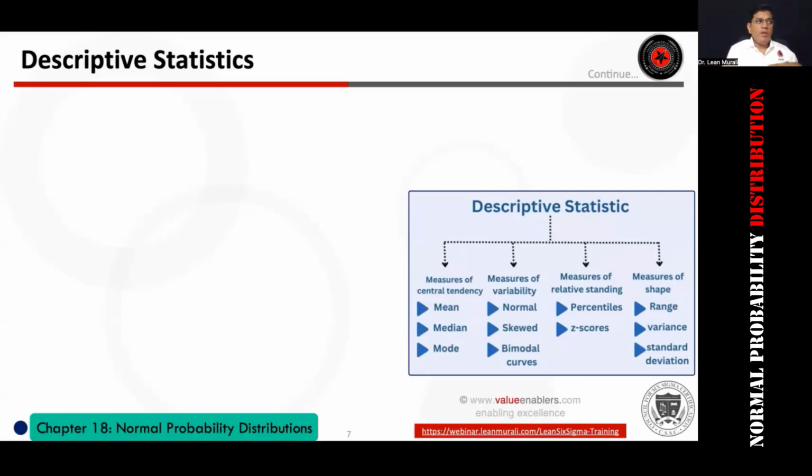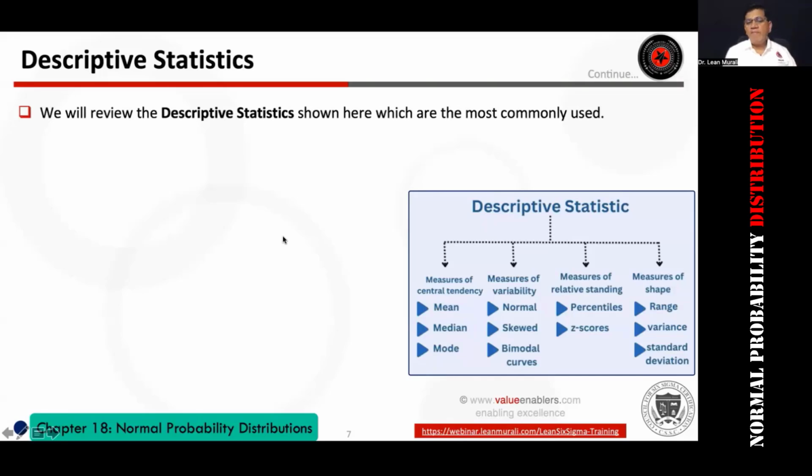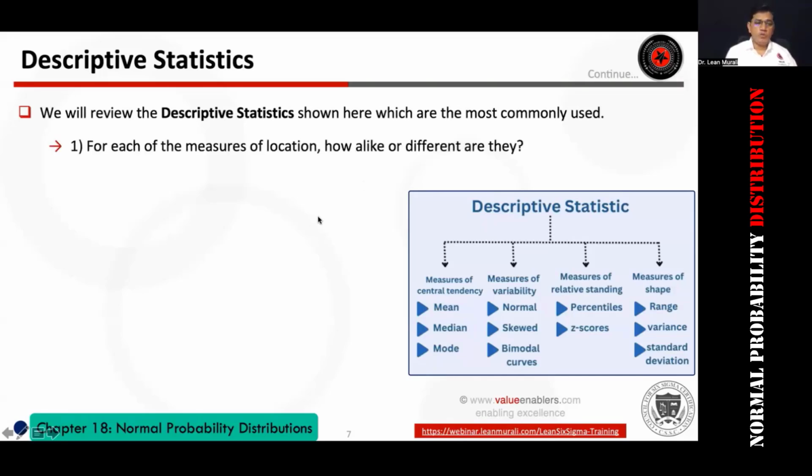Those are all the things that describe the data. If you see the weight of the class, there are people who are 50 kgs, 60 kgs, 45 kgs, 80 kgs, 90 kgs. You can ask, hey, what is the average or the mean of that? So that describes the data. Let me go a little deeper into that. We will review the descriptive statistics shown here, which are commonly used.